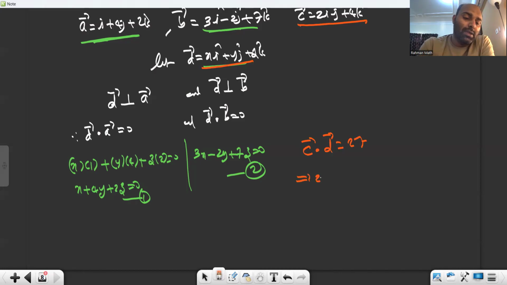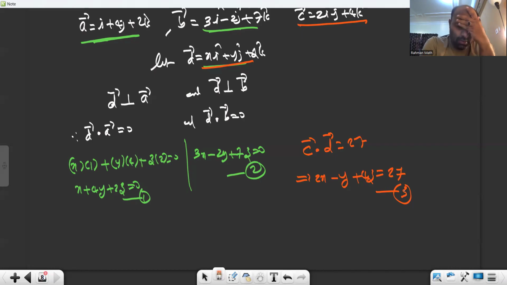That implies 2x minus y plus 4z equal to 27. This is the third equation. You people having the third equation, this equation you have to simplify. When you are simplifying this equation, what will be the output? That's what we are calling our solution.